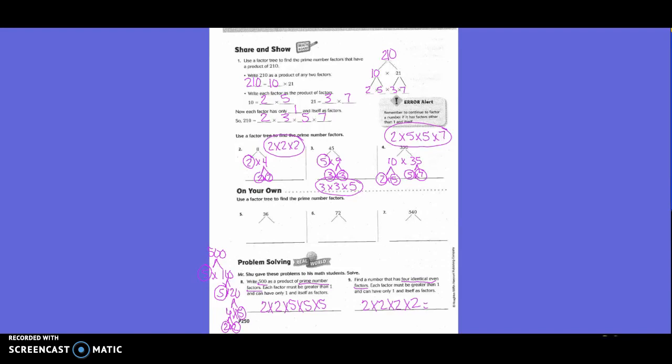2 times 2 is 4. 4 times 2 is 8. 8 times 2 is 16.